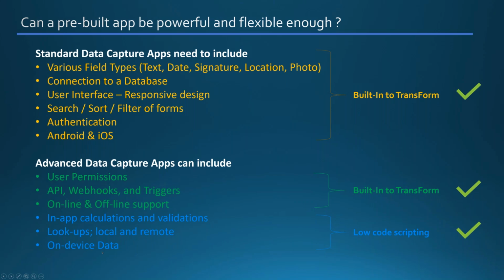And on-device data, not only look up remote databases, but also can I have a local database? Can I have local files on my device? So this is the ultimate offline capability, which says I can not only capture data, but I can actually read and access reference data on my device all while offline. And this is also available in Transform.